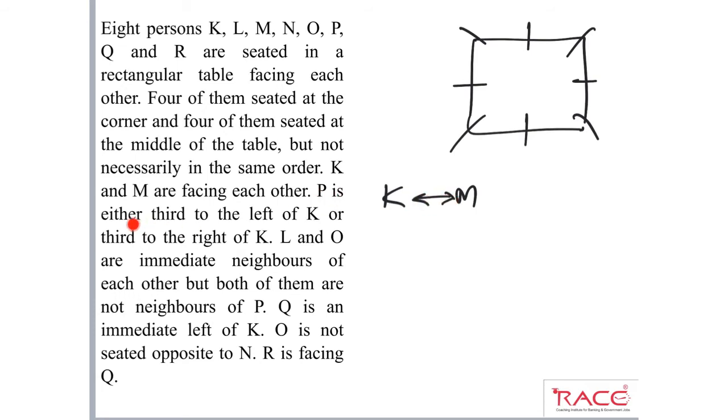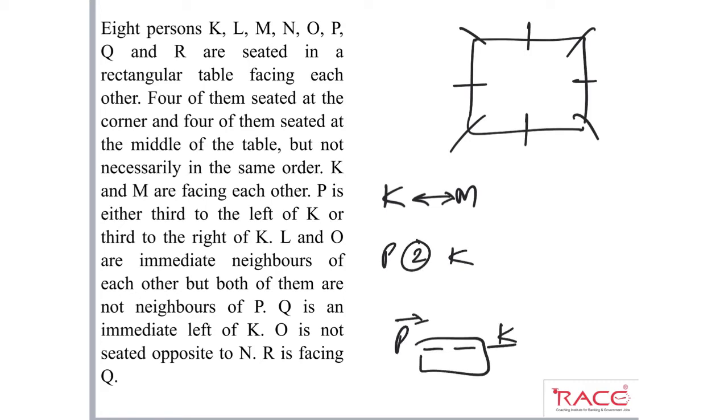Now, P is either third to the left of K or third to the right of K. So third to the left or third to the right means how many persons between P and K? 2 persons. Okay. Between P and K, we have 2 persons. For example, third to the right of P: K, 1, 2, third, K. So how many persons? 2 persons.